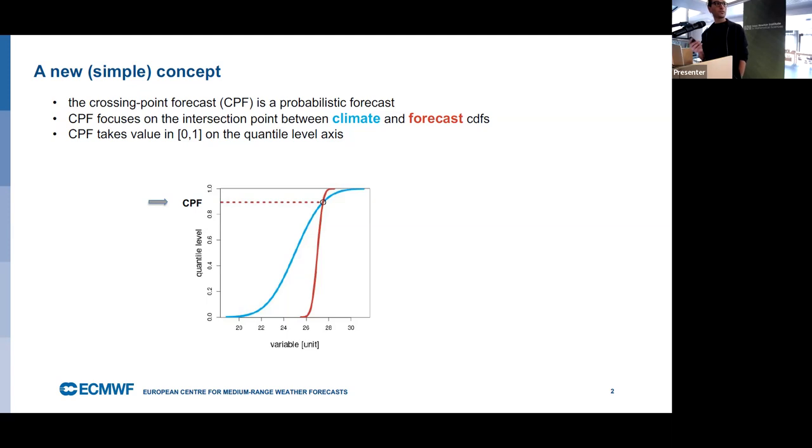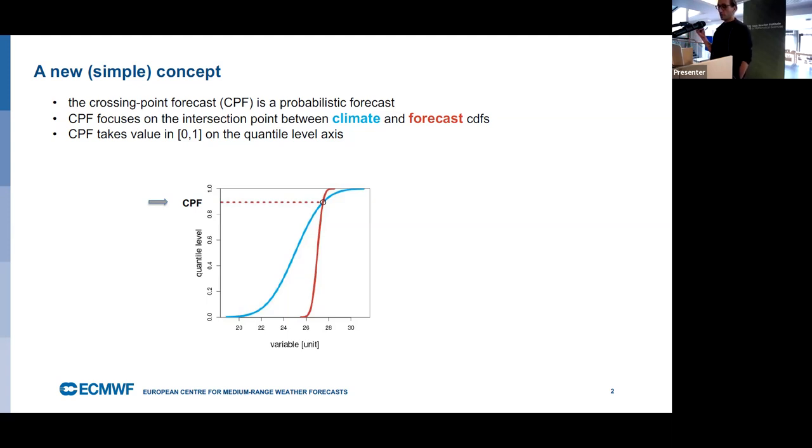If you want to define a crossing point forecast, we need two ingredients: a forecast in the form of a CDF, but also a climatology. And we will focus on the intersection point between these two CDFs. More precisely, we look at the projection on the y-axis, on the quantile-level axis, and we will call this measure, which is a number between 0 and 1, the crossing point. By doing this, we summarize two CDFs into one number, and we really need these two ingredients.